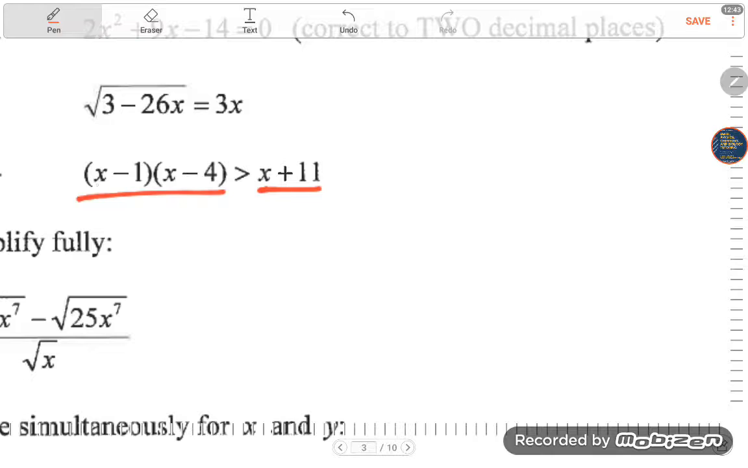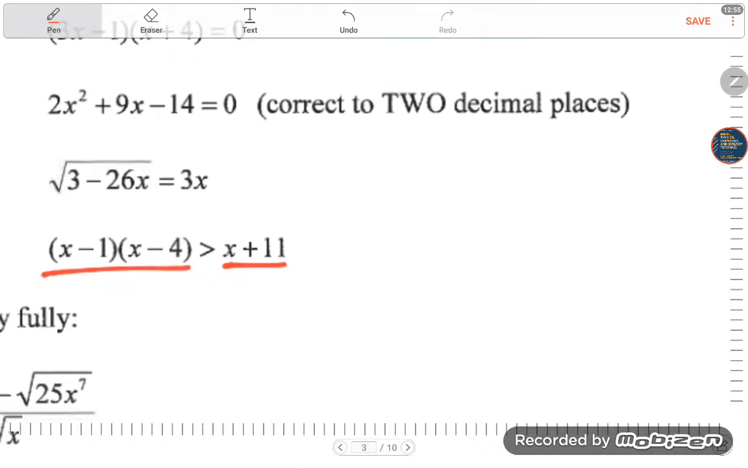So what we're going to attempt to do is to see if there's anything that's common there. There's nothing common between x minus 1, x minus 4, and x plus 11. Okay, so what we are going to have to do is to expand the left-hand side and then take everything to the left-hand side and then simplify it and then refactorize it back and then solve for it. So that's exactly what we're going to do there. So we're going to start off by rewriting our question. That helps us to show exactly where we're starting from.